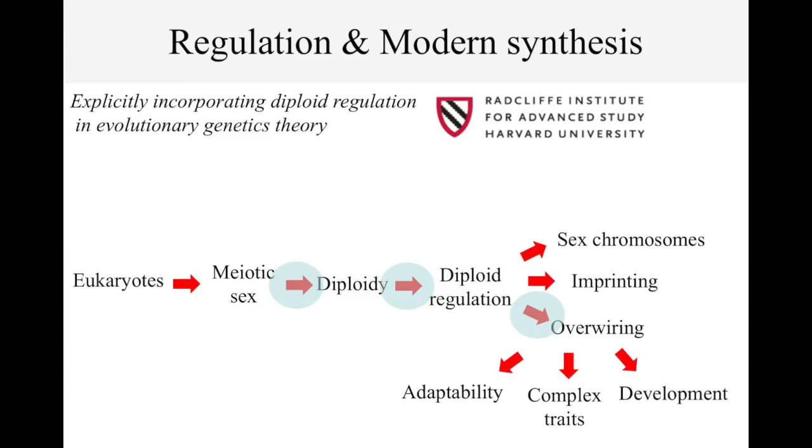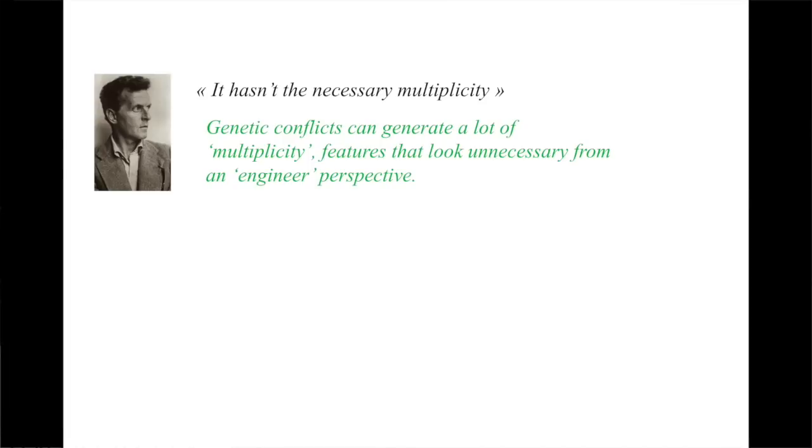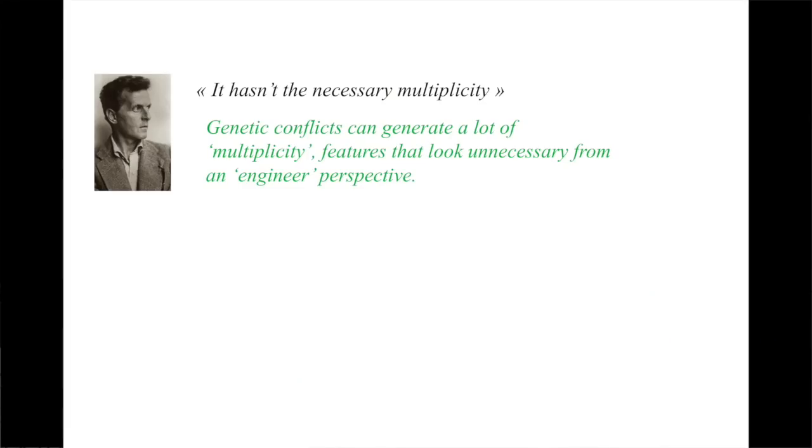All right, so that's what I wanted to say. I've been explaining those different arrows. I'm working on some more integrated project here at Radcliffe. I didn't have time to talk about everything. And I finish by quoting, of course, Wittgenstein. I think that you can see that genetic conflicts can generate a lot of complexity and a lot of multiplicity that you would not expect if you just think in terms of a kind of naive Darwinian view of evolution.